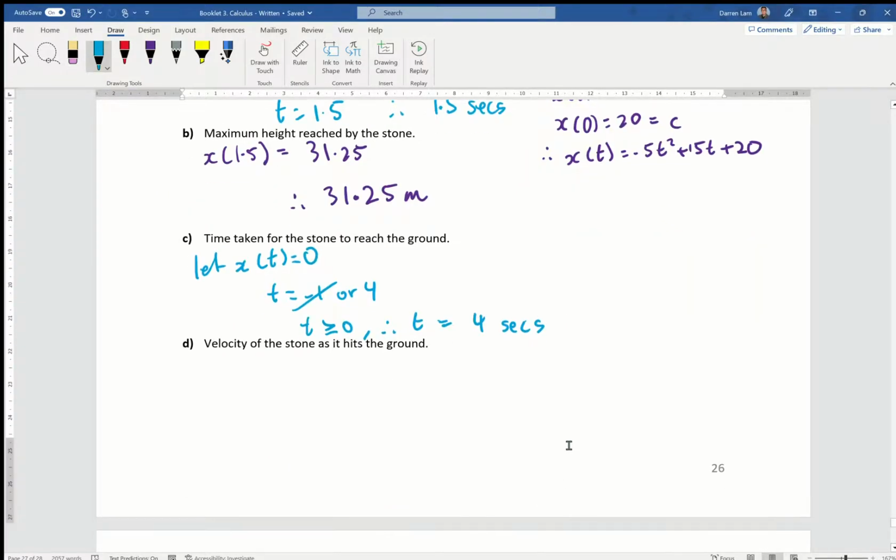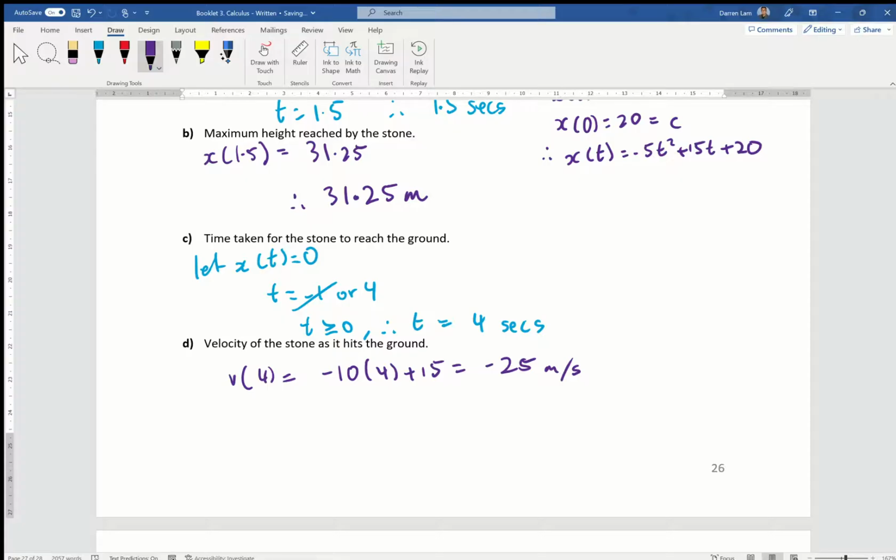Let's move on. The velocity of the stone as it hits the ground: now that we know the value is 4, all we have to do is substitute that back into my velocity formula. So v of 4 equals -10 times 4 plus 15, which gives us an answer of -25 meters per second. Now, it's not a question that's going to ask right now, but what does that negative imply? It's traveling down, that's it.